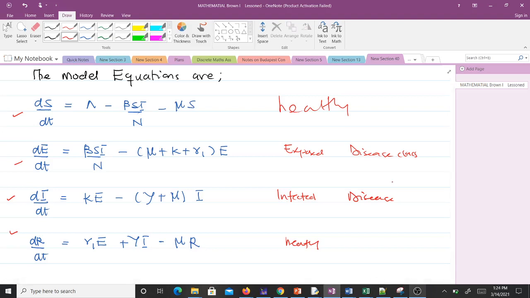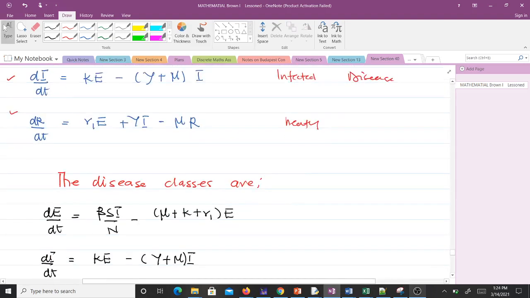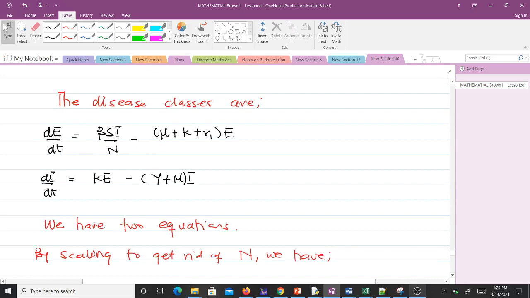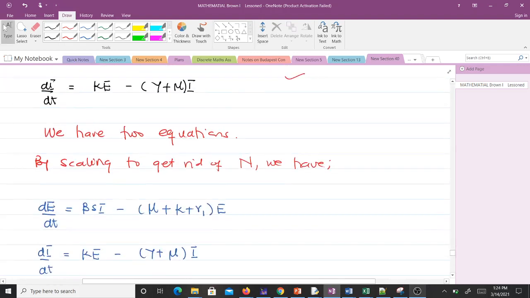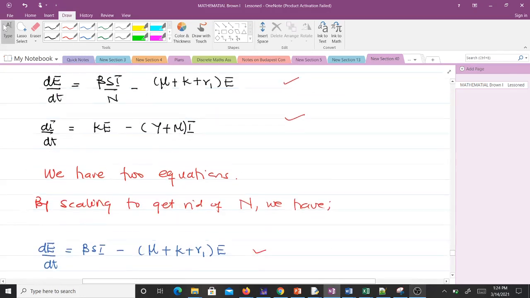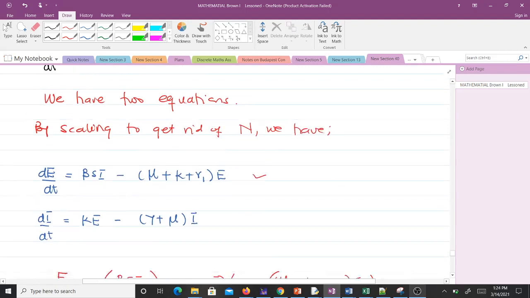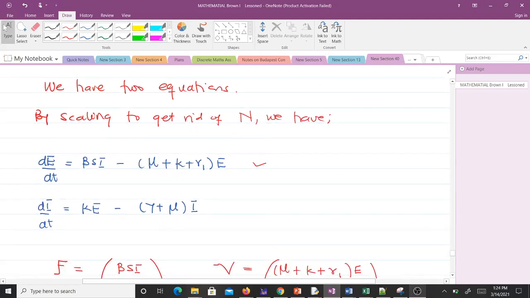So that means you're going to have a matrix. Okay, all right. So the disease classes are these 2 equations. All right. So because we have n, we can scale to get rid of it, right? So by scaling to get rid of n, we have the dE/dt to be beta SI minus what you can see here. We just get rid of the n. So it's the same thing we are writing, just that this time around, we don't have any over n. And this is the dI/dt.